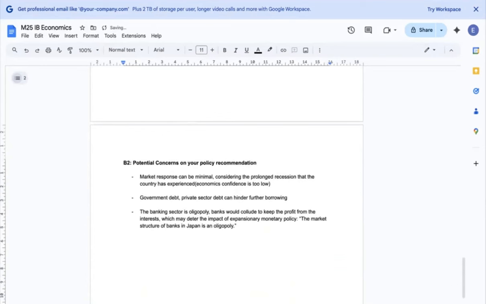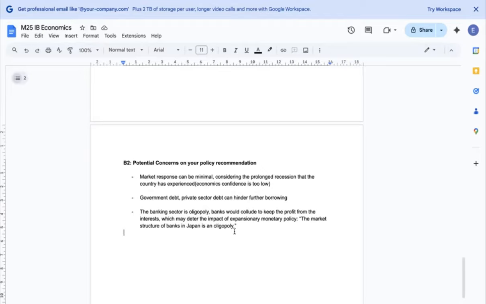However, I found some limitations on my recommendation, so I'm going to write that down in my body 2. So the problem is market response can be quite minimal because the prolonged recession in the country's economy is too severe. So maybe the economic confidence is too low to respond to expansionary monetary policy. And at the same time, government debt and private sector debt can hinder further borrowing. Even if the interest rate is getting lowered, people don't really respond because they already have too much debt.